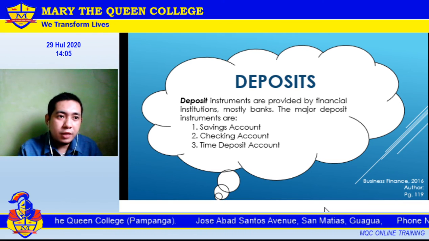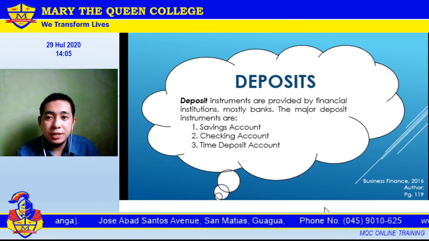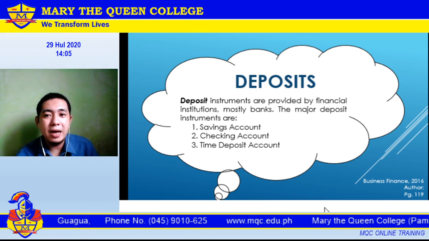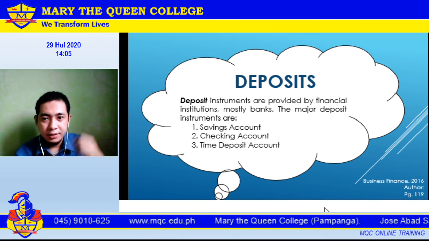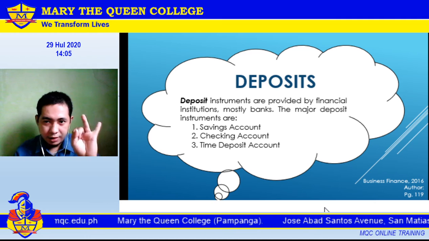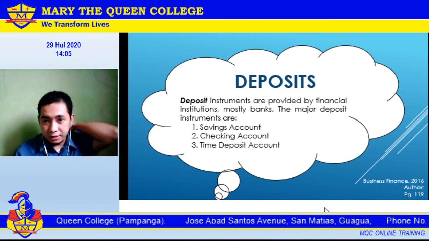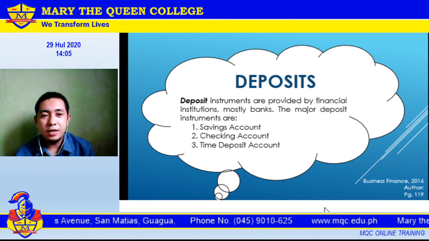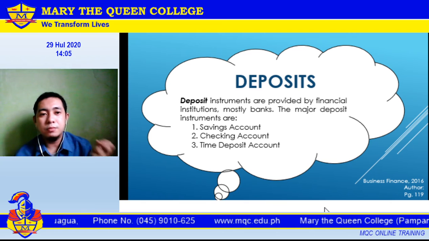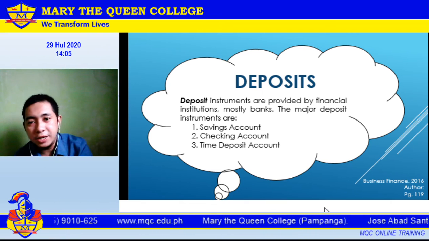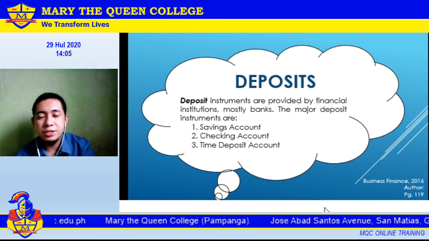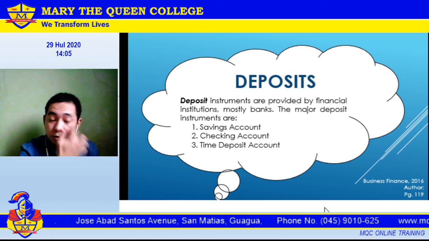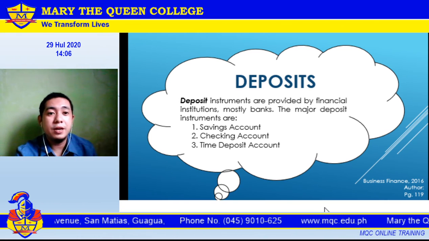We have what we call different types of investment instruments, and kasali dito yung deposits. No? Deposits are instruments that are provided by financial institutions, mostly banks. And the major deposit instruments are savings account, checking account, and time deposit. Savings accounts are current accounts, no? Pwedeng deposit at pwede withdraw anytime. Checking account, meron kang account, meron kang pera, tapos ilalabas mo via check. No? And last is time deposit account, which hindi kagad-agad pwedeng i-withdraw yung pera. Of course, when you have these accounts, you can earn interest from these financial institutions.